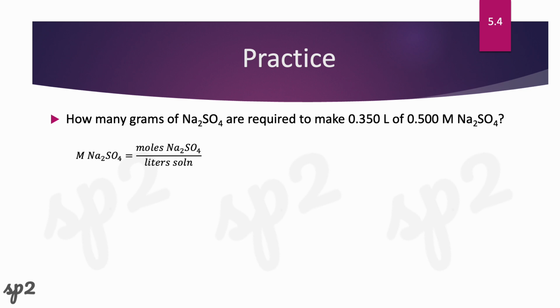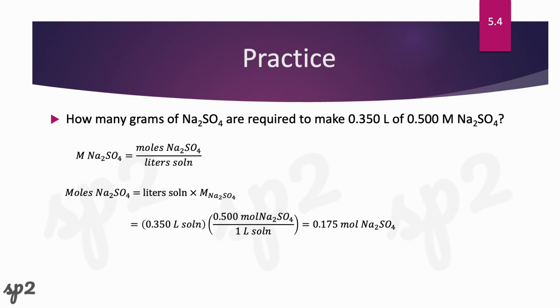Okay, that brings us to our first practice. So here's the question. How many grams of sodium sulfate are required to make 0.350 liter of 0.500 mole per liter of sodium sulfate? If you look at the definition of molarity, we're going to have moles per liter. I'm going to do a little bit of rearrangement and solve that for the moles, which is going to be the liters times the concentration of sodium sulfate.